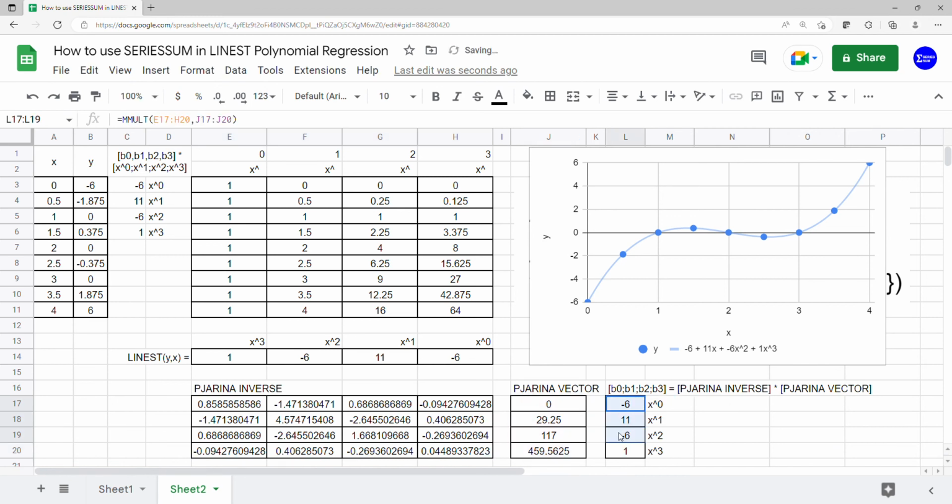So these values are the same. That's minus 6, 11x, minus 6x squared, plus x cubed. So they are the same.